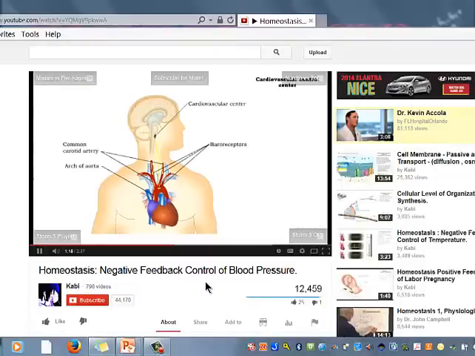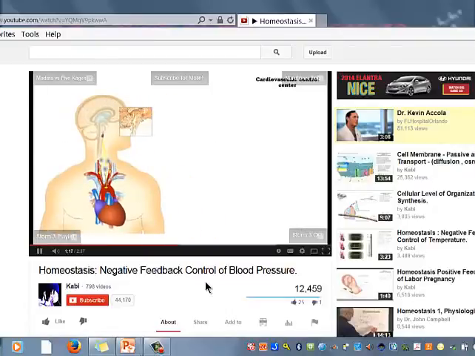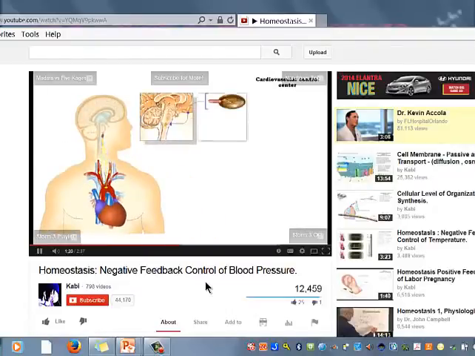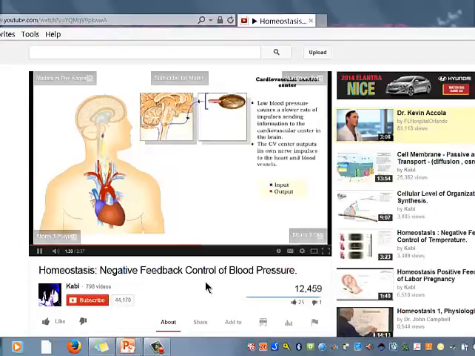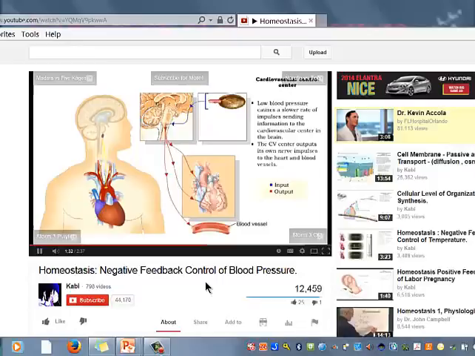Baroreceptors send information to the cardiovascular center in the medulla oblongata in the brain. When blood pressure drops, the slower rate of impulses from the baroreceptor conveys this disruption to homeostasis to the CV center. The CV center sends its own nerve impulses out to the heart and many of the blood vessels.